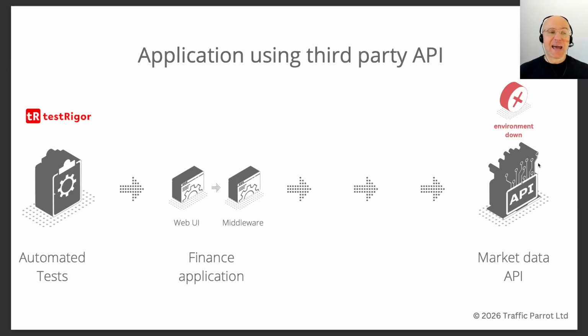So the problem we have is the testRigor tests fail, but it's not because there's something wrong with the tests. They're perfect. There's nothing wrong with the finance application either. The problem is the environment in the backend goes down. So how can we solve this issue?